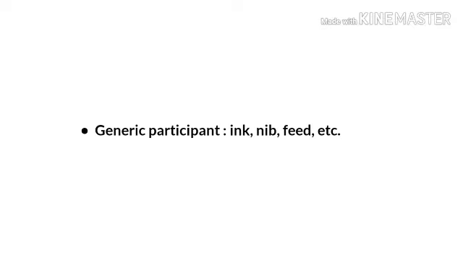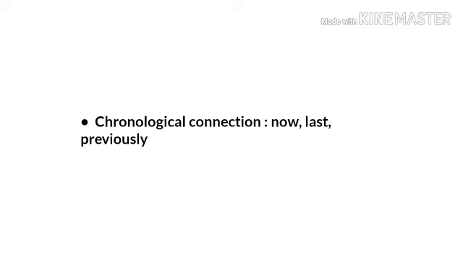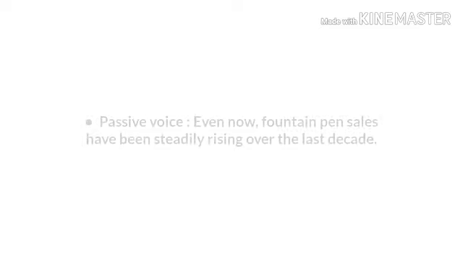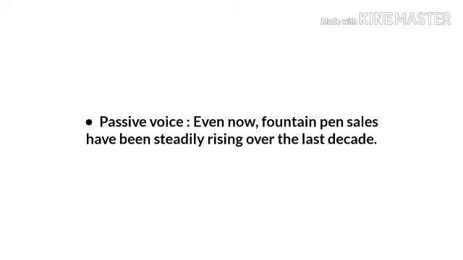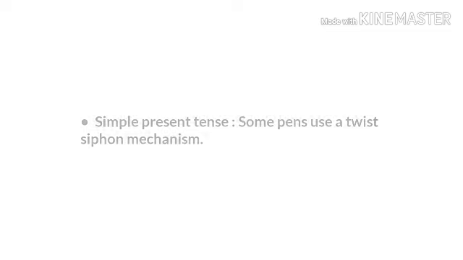Second, the language features. Generic participants of the example I gave are ink, nib, feed, and etc. Chronological connection: now, last, previously. Passive voice: even now, fountain pen sales have been steadily rising over the last decade. And simple present tense: some pens use a twist siphon mechanism.